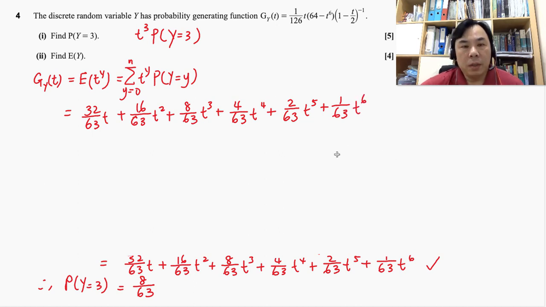All right, now the second method, how we can obtain P(Y equal to 3) is by using differentiation. So I can actually differentiate this one time. That will give me 32 over 63 plus 32 over 63 t.